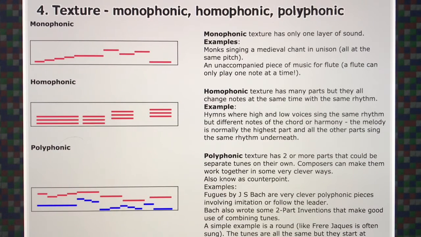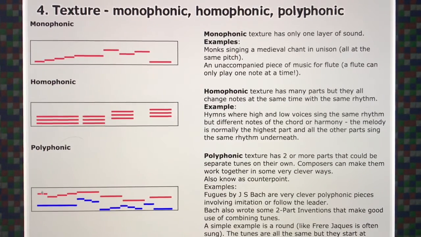The third type of texture that I'd like you to know about is something called polyphonic. Poly means many, like a polygon has many sides. So polyphonic texture has 2 or more parts that could be separate tunes on their own. Composers can make them work together in some very clever ways, also known as counterpoint.